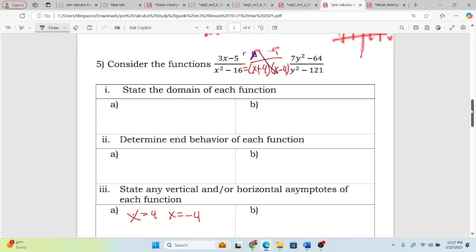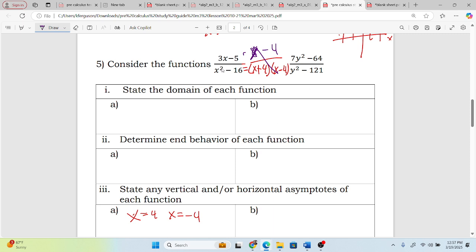I'm sorry. I hate to interrupt, but I forgot to do the horizontal, so my fault. Horizontal follows the end behavior. So I look at the horizontal, and if the numerator is less than the denominator, then my horizontal asymptote would be y equals 0. If my degrees are the same, just like the end behavior was the coefficients of my variables, the horizontal asymptote is the same as the coefficient of my variables.